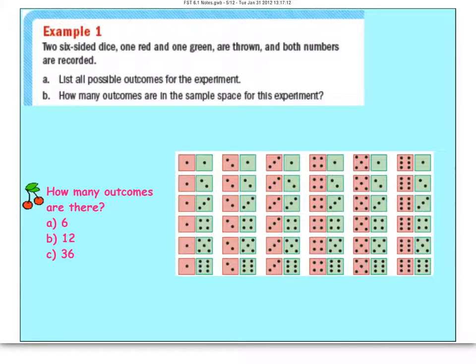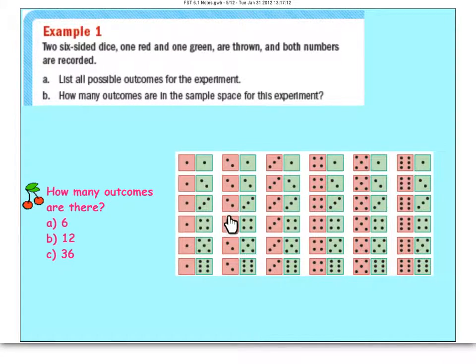Now this example tells us we're going to throw two six-sided dice. One is red and one is green. And both numbers are recorded. List all possible outcomes of the experiment, and they're asking you how many outcomes there are. Well, I just want you to notice a good way to write out a sample space for dice. Right here is our first die, and let's say that the first die was a 1. What are the possible options with that? Well, the second die could be a 1, 2, 3, 4, 5, or 6. So you see there's 6 options if the first die is a 1.